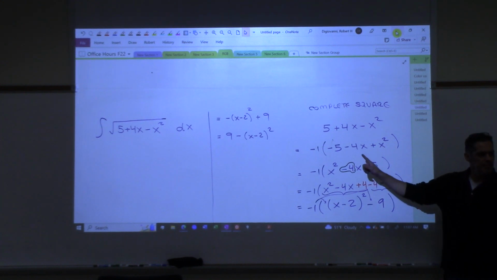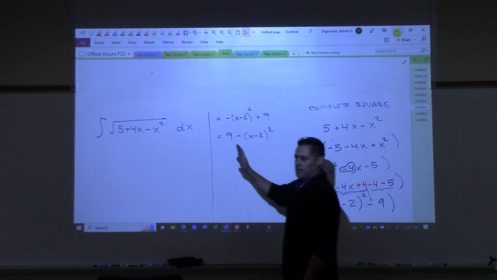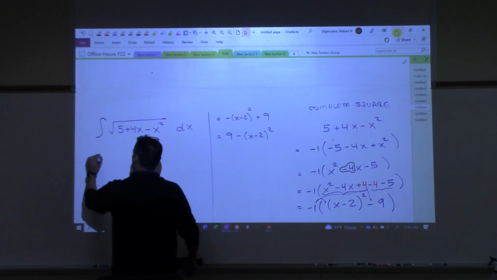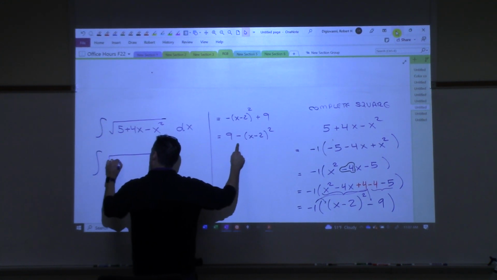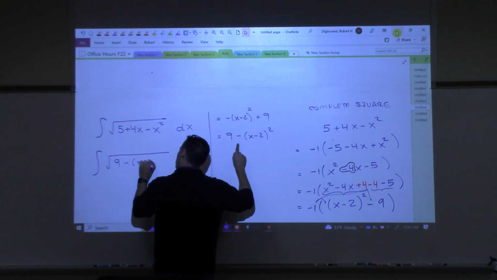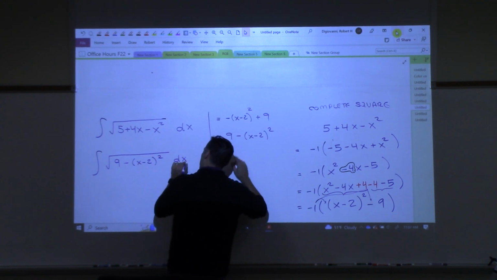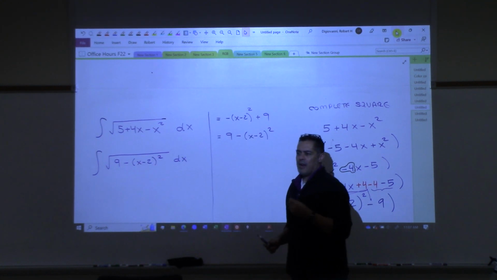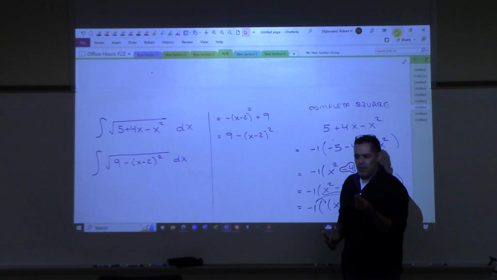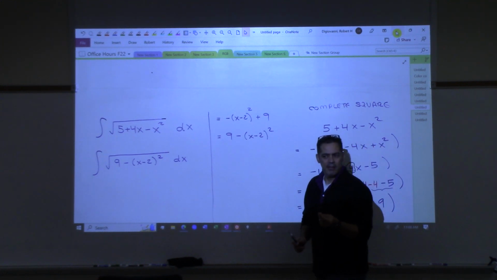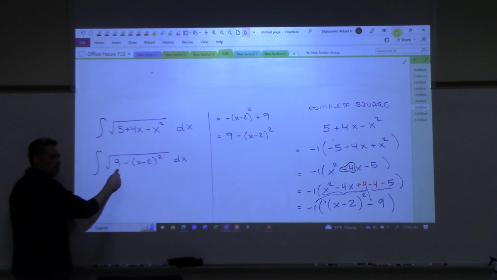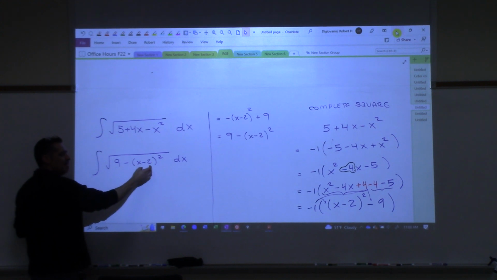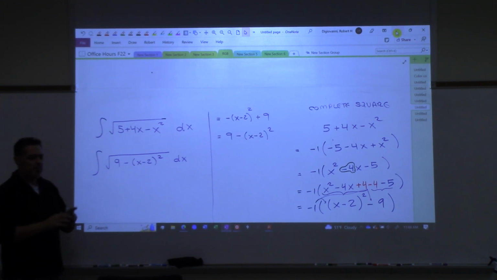Everyone see that? Now I'm going to come back here. Integral, square root of 9 minus x minus 2, that quantity squared, dx. It's starting to look a little bit more like what we need, right? We've got a square root. This is a number squared, like a squared minus, and this is kind of like the x squared, but it's not quite x.